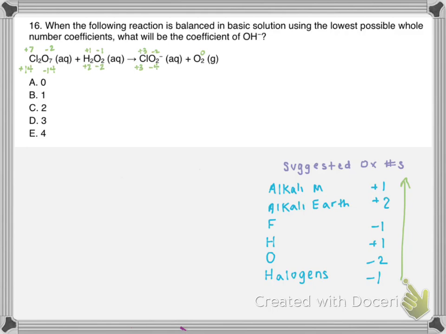Okay, so we've done the first step of assigning oxidation numbers. I'm going to go ahead and erase the parts on the bottom, because we just care about the individual atoms' oxidation numbers. And now we're going to look for what changed. So we can see that the chlorine went from +7 to +3. And then we can see that the oxygen here went from -1 to 0.